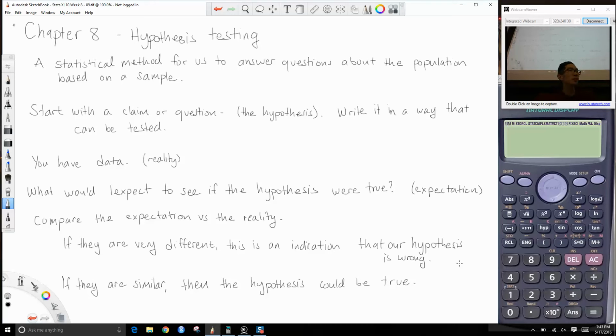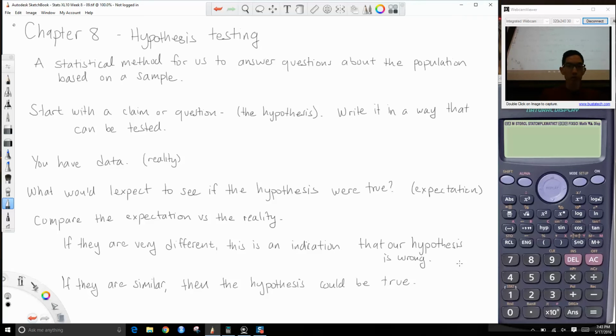And so this is a high-level view of how hypothesis testing is going to work. These are the big picture ideas, and we'll try out a couple examples, and then we'll get into the nitty-gritty of calculating these hypothesis tests.